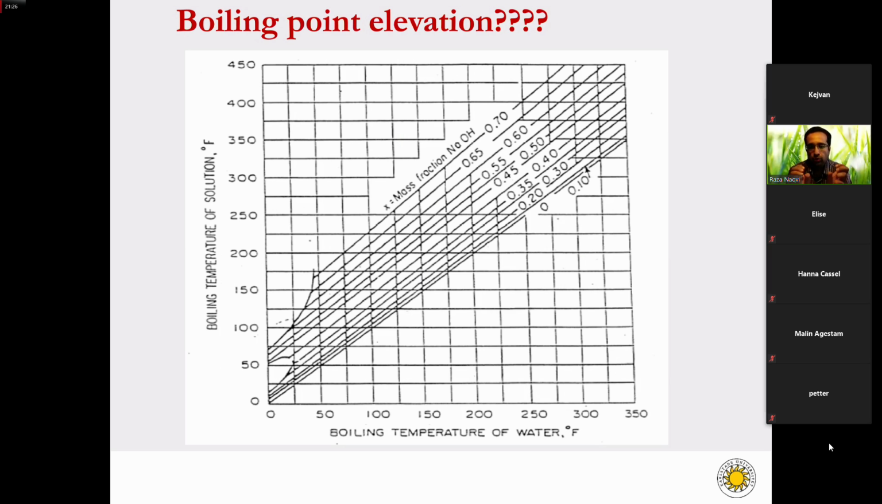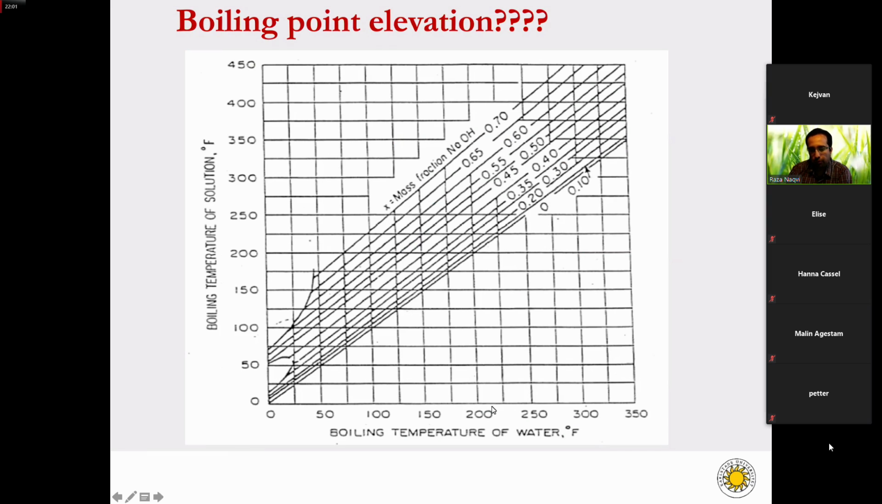If you know the boiling temperature of water at a certain pressure, you can calculate the boiling temperature of the sodium hydroxide solution when you know the mass fraction of the sodium hydroxide in the solution. So if you just take an example, we start from 200 degrees Fahrenheit, so we assume that the boiling temperature of water at a certain pressure is 200 degrees Fahrenheit, and we know the mass fraction of sodium hydroxide, let's suppose 0.70, right?